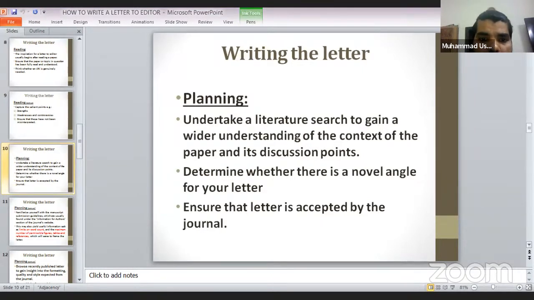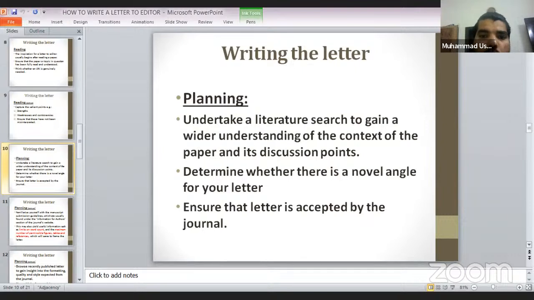And then you should determine whether there is a novel angle for your letter. Like I said, you should not be just writing a letter to the editor for the sake of writing a letter. There should be some reason, there should be some motive, there should be some benefit, and that benefit should be any novel angle or any discrepancy, any controversy, and then you should raise that point in your letter to the editor.